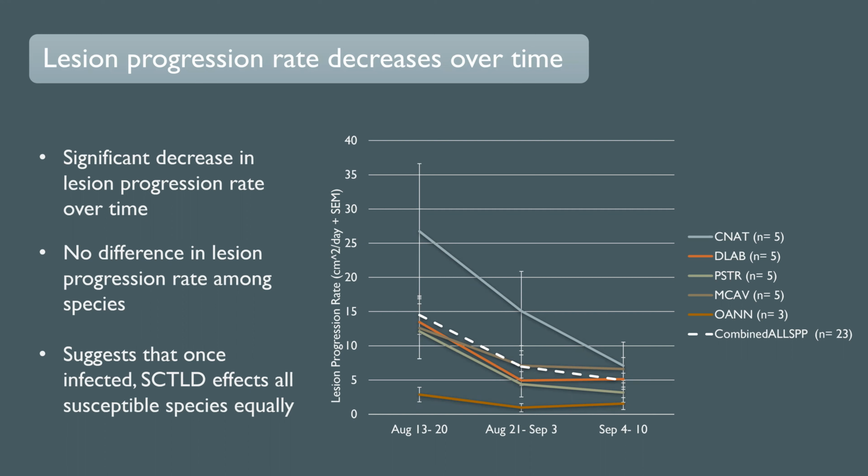And then, as you can see with the overlap of the full colored lines, which show the different species monitored for this study, there's no difference in the lesion progression rate among species, which ultimately suggests that once infected, stony coral tissue loss disease affects all susceptible species equally.